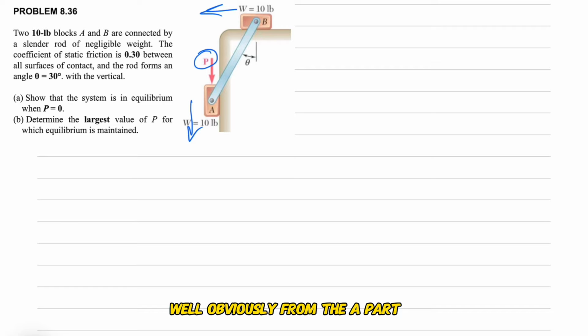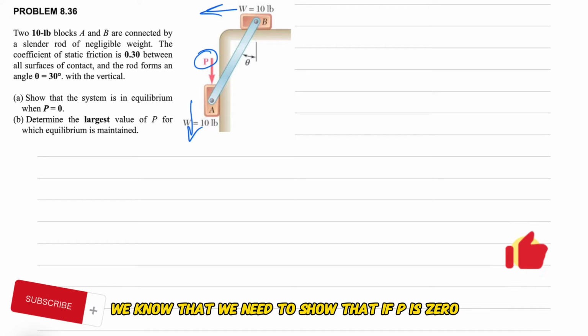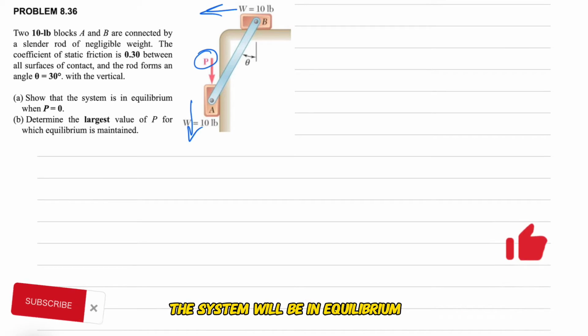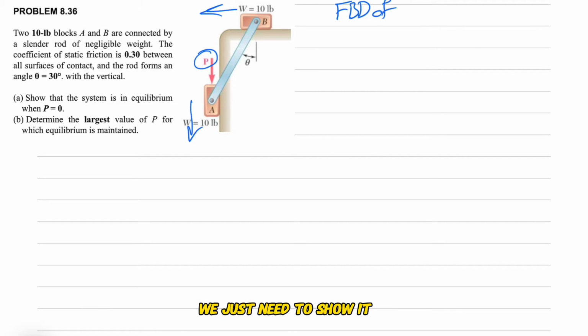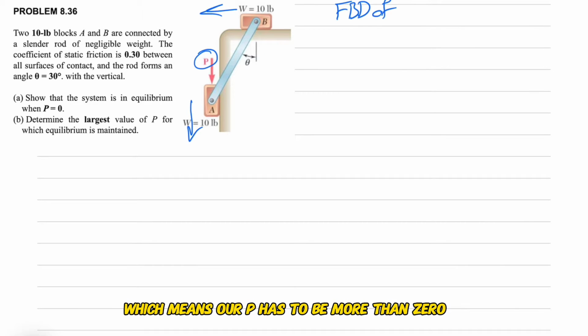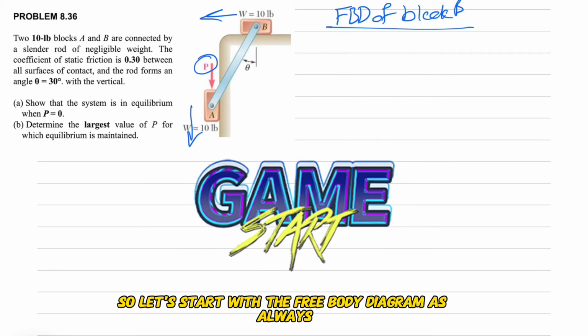From part A, we know that we need to show that if P is 0, the system will be in equilibrium, and we already know that. We just need to show it, which means our P has to be more than 0. So let's start with the free body diagram.